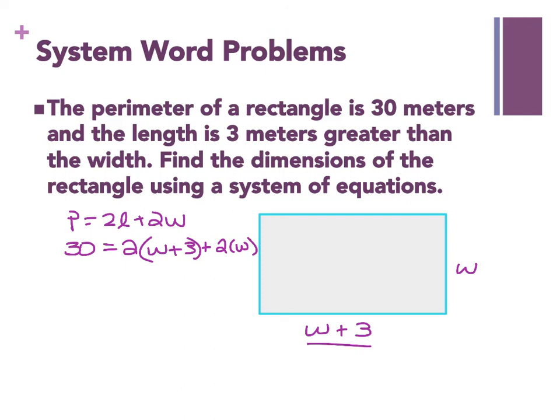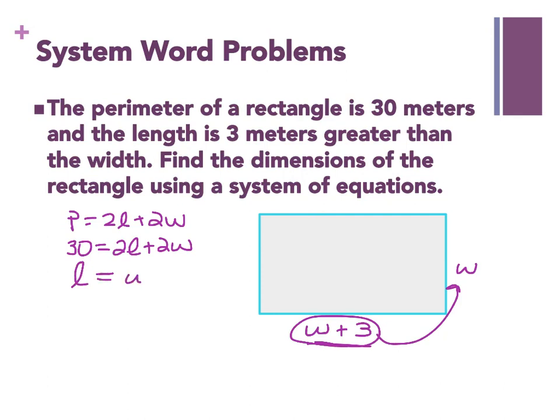But because it says to find the dimensions using a system of equations, we're actually going to set it up as though it's two different equations. So the perimeter is still 30. This would still be 30 equals 2L plus 2W. But then instead of writing the length already in terms of the width, we're going to say that the length equals the width plus 3. And then here's our system. So this would be the system of equations that I'm going to use.